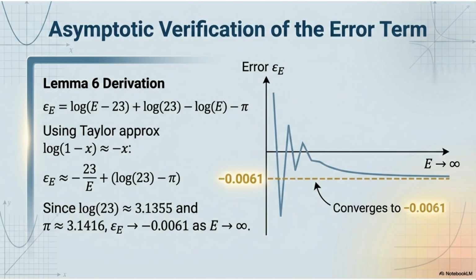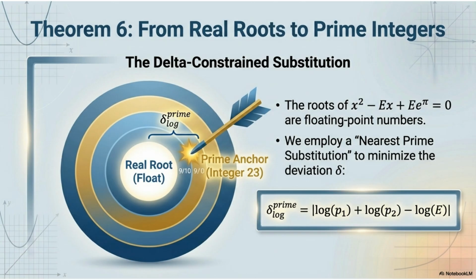Asymptotic verification of the error term shows that $\varepsilon_E$ converges to approximately -0.0061 as $E$ approaches infinity. This provides a robust, predictable deviation from a perfect logarithmic balance. Theorem 6 explains how to move from real roots to prime integers.